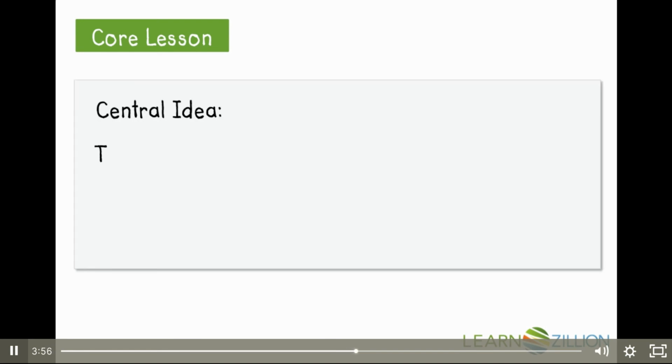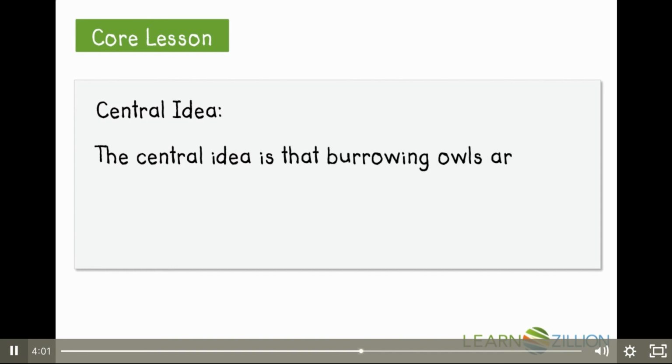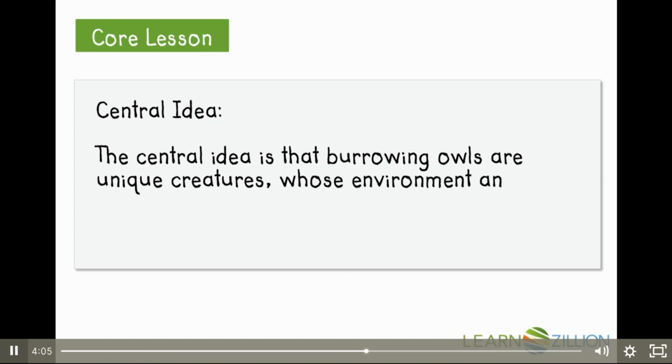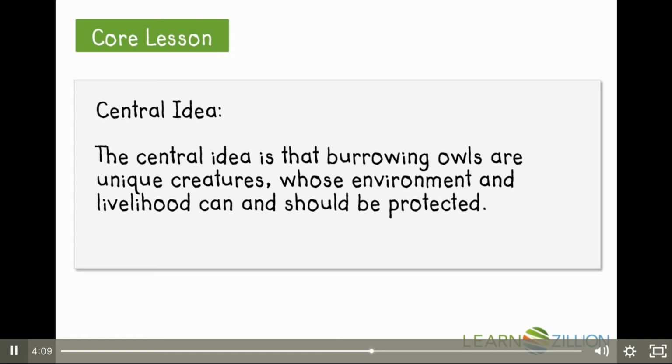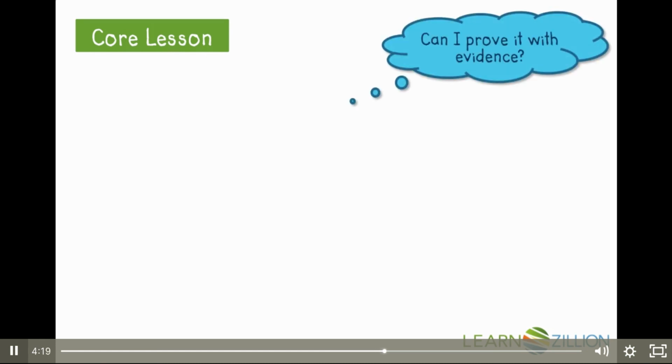Our central idea is that burrowing owls are unique creatures whose environment and livelihood can and should be protected. Right? I have my topic, burrowing owls. What about them? They're interesting creatures. Their environment can and should be protected. In order for my central idea to be good, I need to ask the question, can I prove it with evidence? That's a key part of a good central idea.